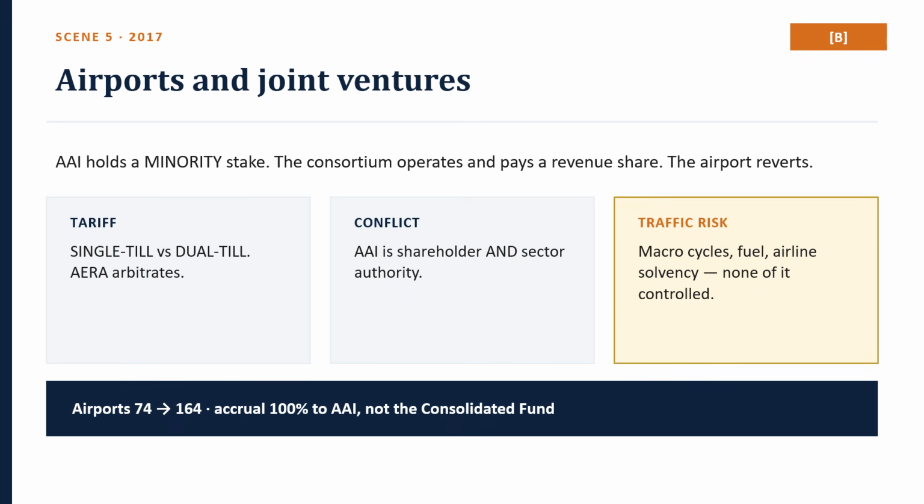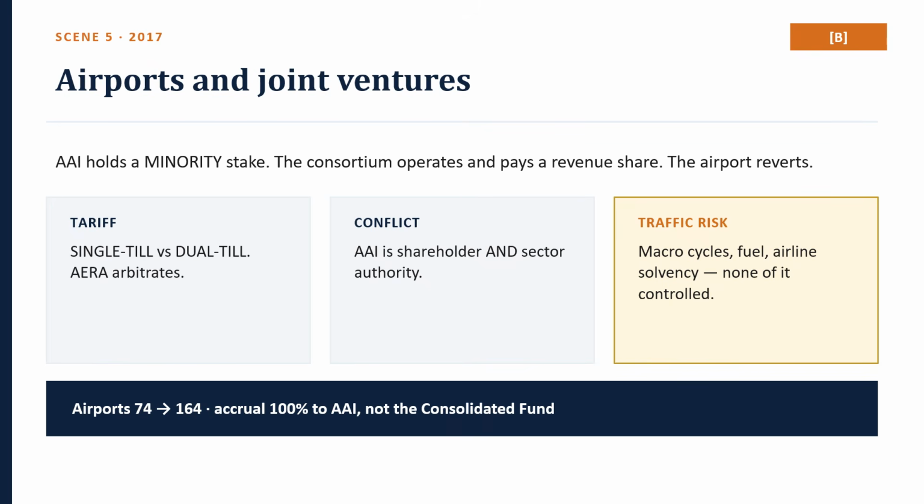The instrument has a name and you must use it. OMDA, the operation, maintenance and development agreement. The survey calls the Ministry of Civil Aviation the spearhead of the OMDA model in India. The structure in three lines.